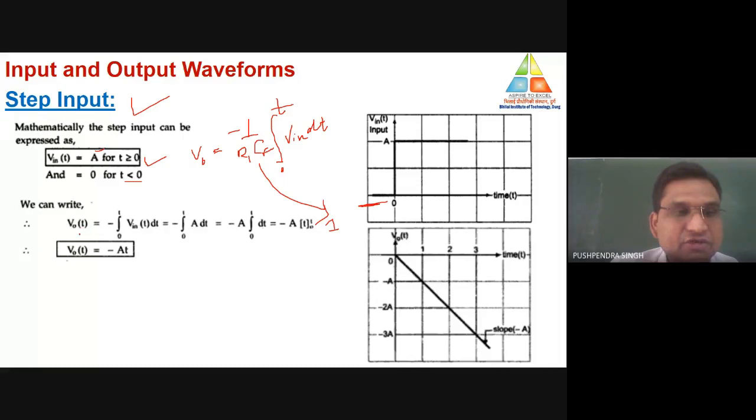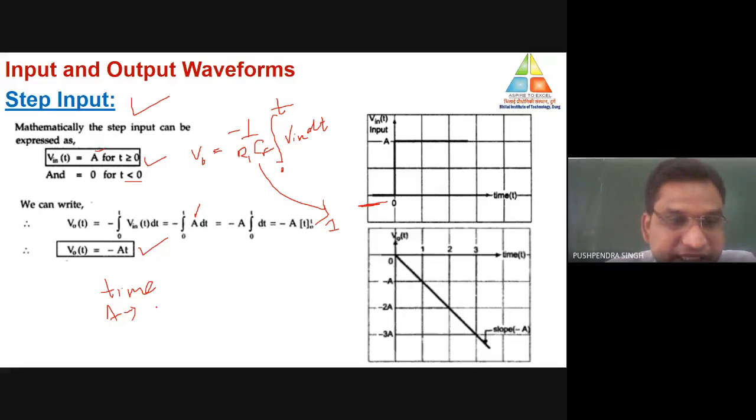So on that condition, what is the value of output? Output is equal to minus the integration from 0 to t of Vn into dt. What is the value of Vn? Vn is equal to A. So the integration of that will be equal to minus A into t. What is the value of output when we are applying the step signal? V naught of t is equal to minus A into t. What is the meaning of that? t is time period and A is the amplitude of the signal.